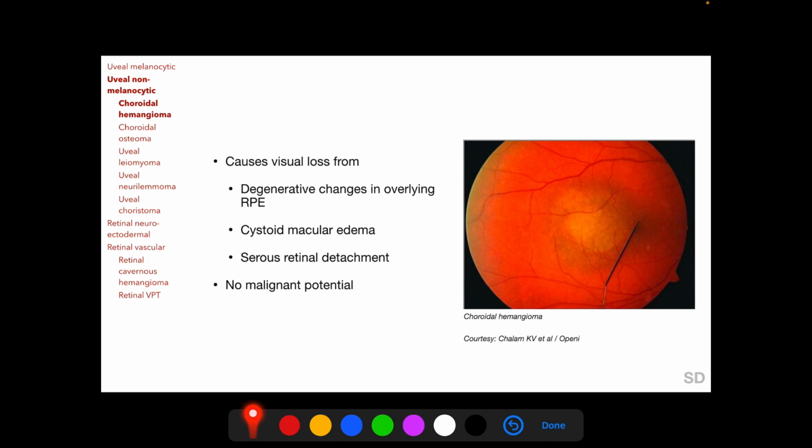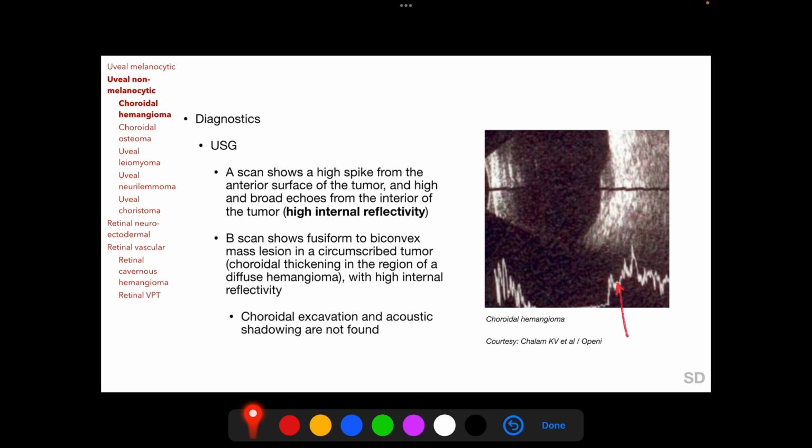Choroidal hemangiomas can cause visual loss from degenerative changes in the overlying RPE, cystoid macular edema, and serous retinal detachment. However, choroidal hemangioma is not known to have any malignant potential. On ultrasound examination in the A scan, a choroidal hemangioma shows a high spike from the anterior surface of the tumor and high and broad echoes from the interior of the tumor, thus demonstrating high internal reflectivity of the tumor. This is in contrast to choroidal melanoma, where the echoes from the interior of the tumor have low amplitudes.